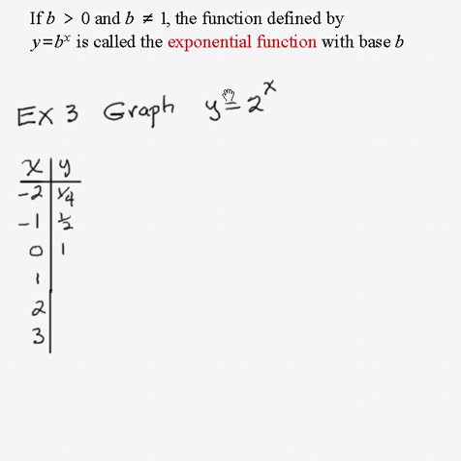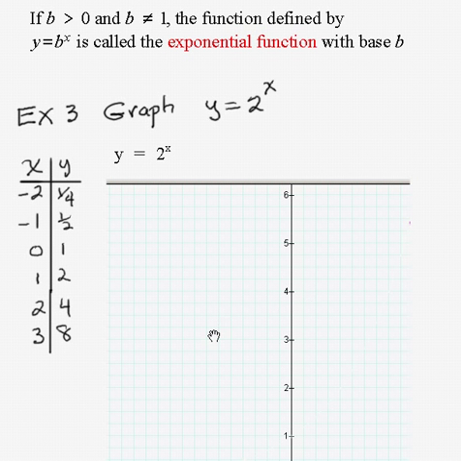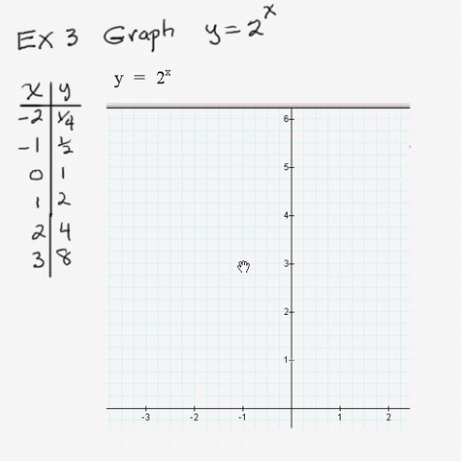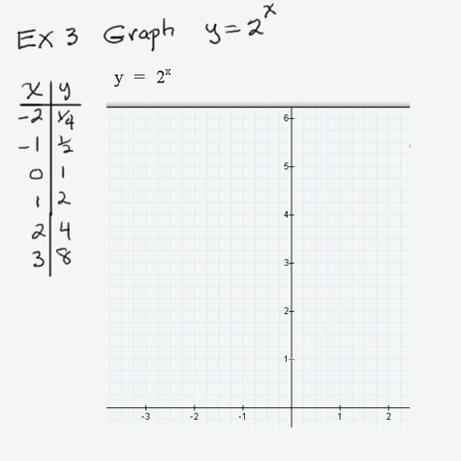Let's try 0. 2 to the 0 power, anything to the 0 power is 1. Let's try 1. 2 to the first power is 2. Let's try 2. 2 squared is 4. If we substitute in 3, 2 cubed is 8. We can keep going, but that's enough to get the idea for this particular graph. So let's get some graph paper going, and let's start plotting the points.